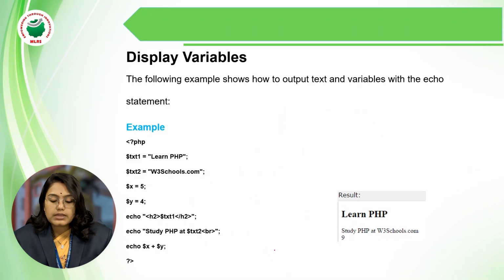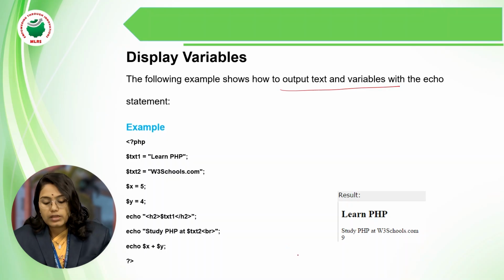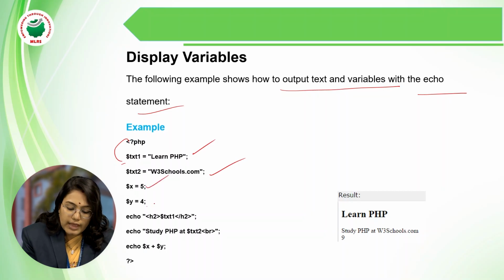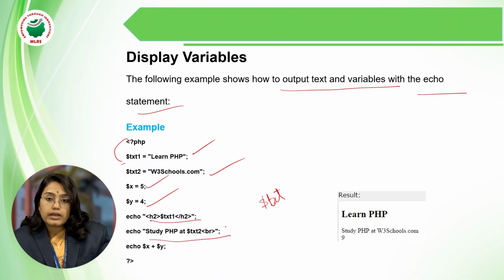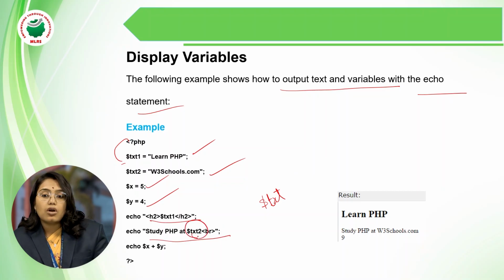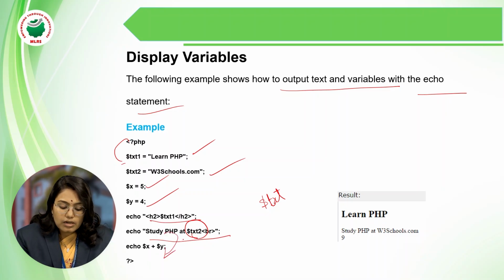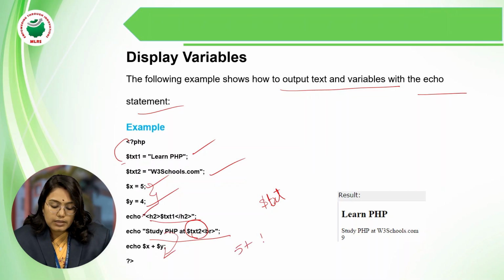Now, displaying variables. How will we display? The following examples show how to output text and variables with the echo statement. Here we are declaring $text1 and $text2, $x and $y. In echo, we want to display the $text1. And in second echo, study PHP at $text2. So $text2 we declared as W3Schools. Now we want to combine this $x and $y. $x and $y we have given as 5 plus 4. So 5 plus 4. Now let's see what is the output.